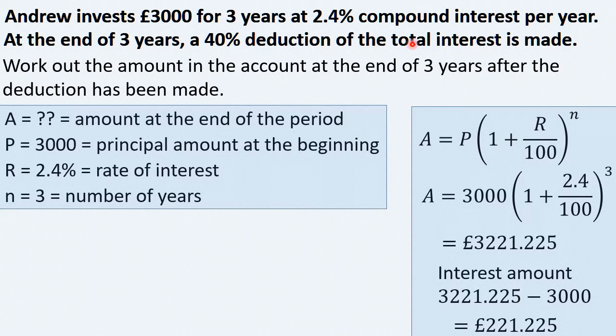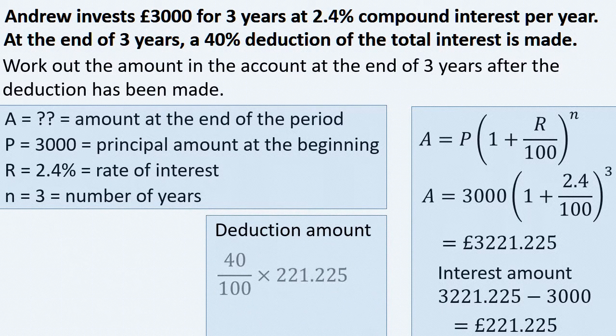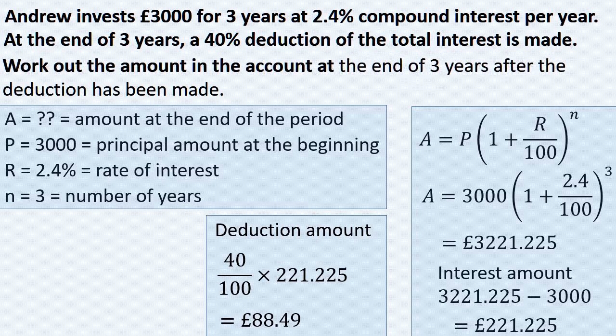Now the second part of the question says that a deduction of 40% of the total interest is made. It's not a deduction of 40% of the amount at the end of the period. No, it's 40% deduction of the interest. So the amount of the interest that we've just calculated will be multiplied by 40 over 100 in order to get the deduction amount, and this turns out to be £88.49.